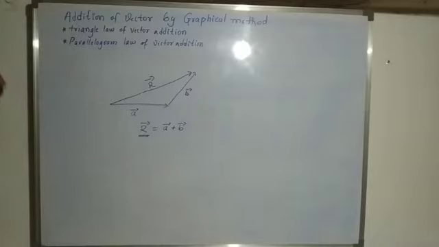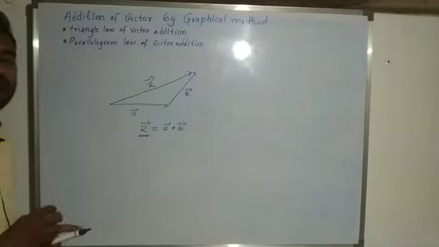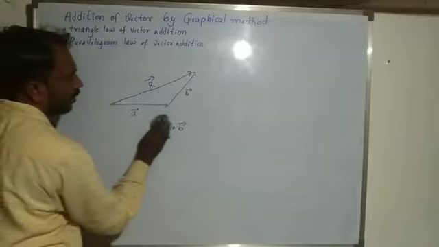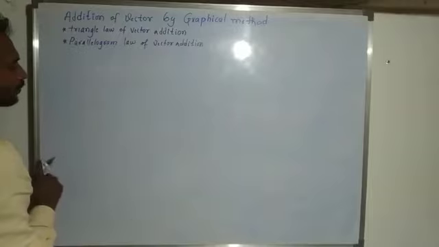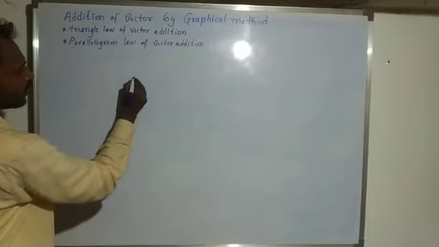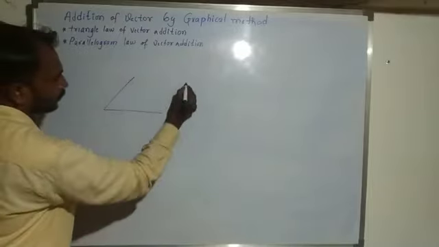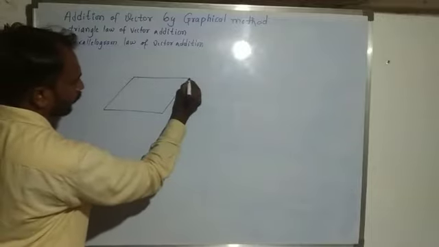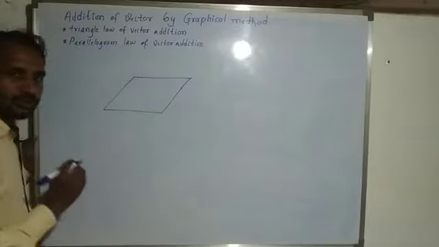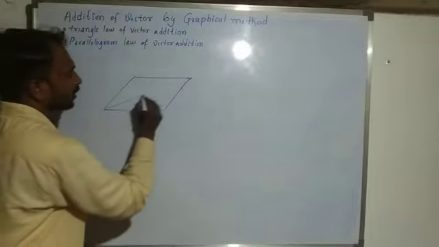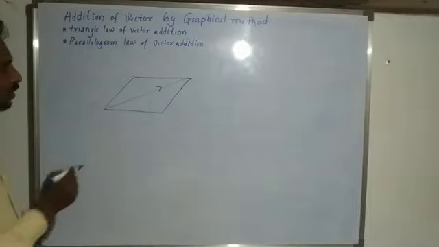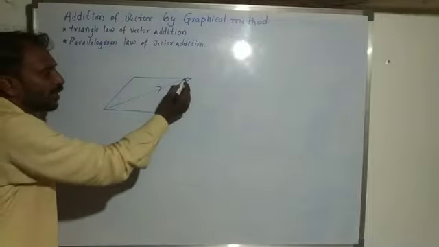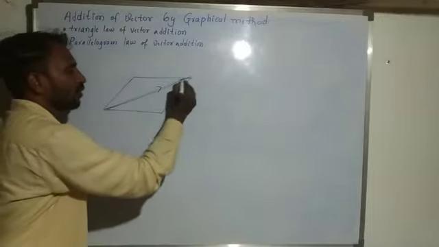Okay, another one: parallelogram law of vector addition. Generally, we consider a parallelogram, and this one we consider a diagonal of the parallelogram. So this one is a parallelogram and this one is a diagonal of the parallelogram.